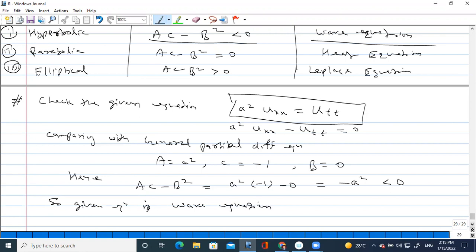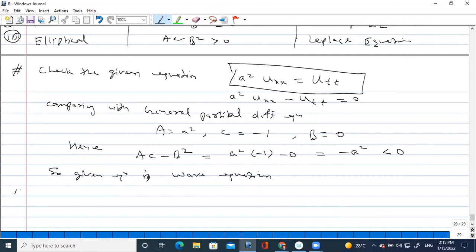Okay, one more question I will give you, of the same kind. Check the given equation: uxx plus uyy is equal to 0. So in place of t here, y is there, so no problem. So here a will be what? 1. b is also 0, because b is the uxy term, and c is equal to 1.